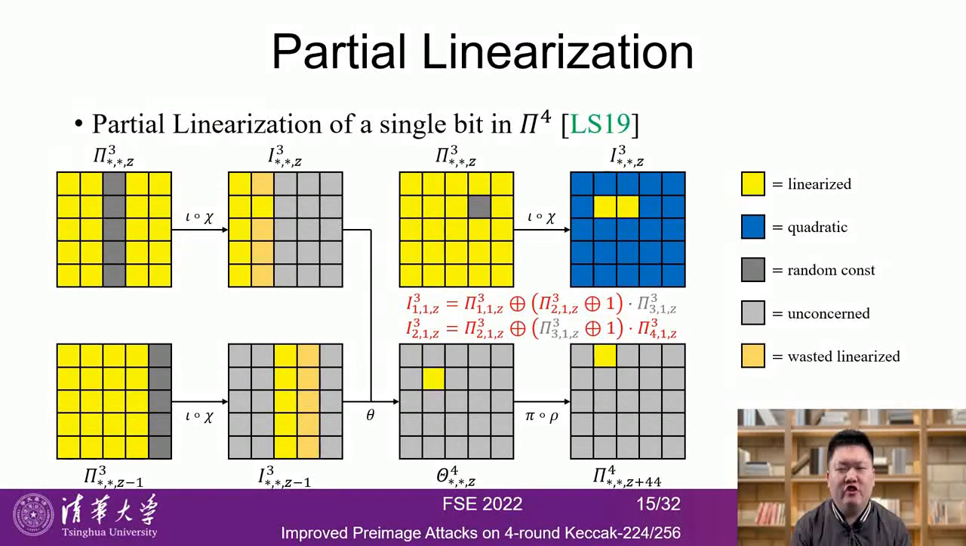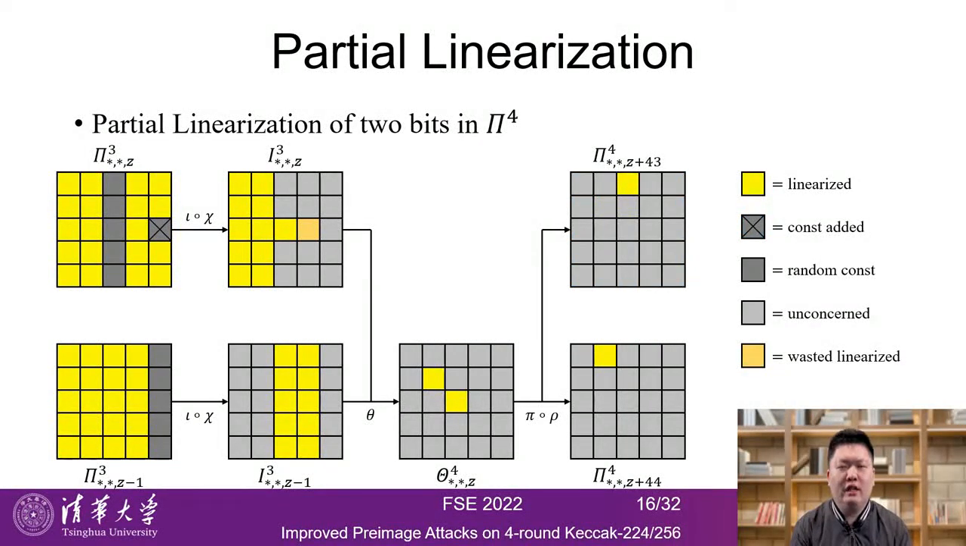This is indeed the most efficient strategy for a single bit. Yet for multiple bits, this strategy is apparently inefficient because it wastes almost half of those linearized bits in chi third. Actually, those wasted bits can be utilized by simply adding one constant, as shown in the figure. By adding such a constant, we can draw another group of 11 linearized bits and finally reach a target in pi fourth. A restriction of this two-bit strategy is the locations of two targets are relatively fixed. For example, if the first bit is pi fourth 10z plus 44, the second bit must be pi fourth 20z plus 43. The numbers here are decided by the offset of row step.